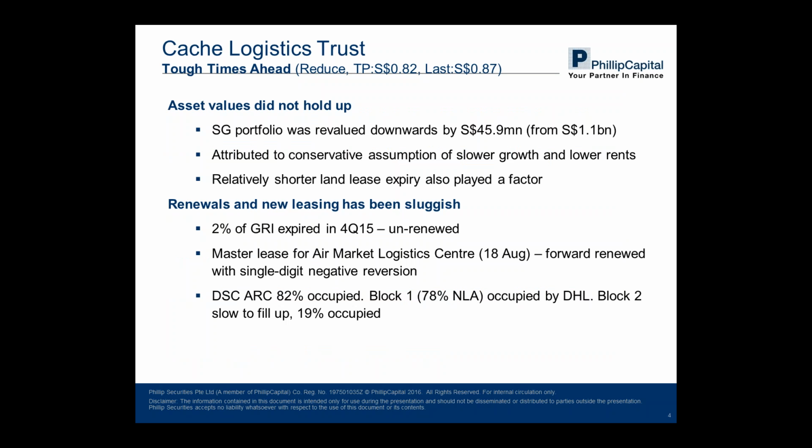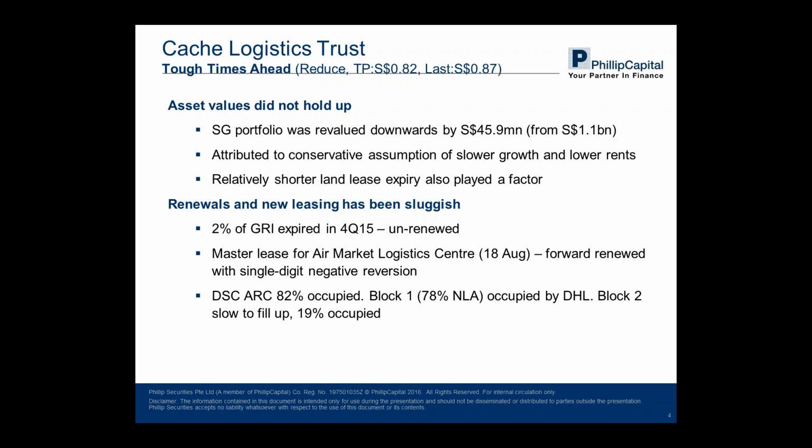The key takeaway for this quarter for Cash, firstly, is asset values did not hold up. Their Singapore portfolio of warehouses at the end of this financial year was revalued downwards by 46 million. Originally, it was worth 1.1 billion, so now it's less 46 million. This was attributed to the conservative assumption of slower growth and lower rents. And 2 of their properties have less than 20 years of the land lease remaining. So the relatively shorter land lease expiry also played a significant factor in the revaluation.